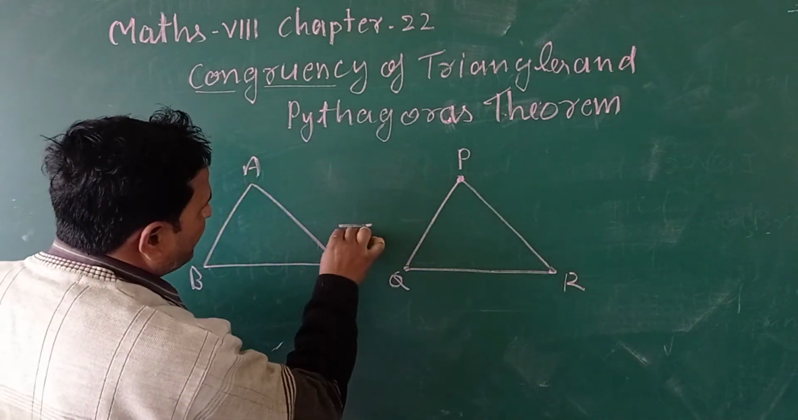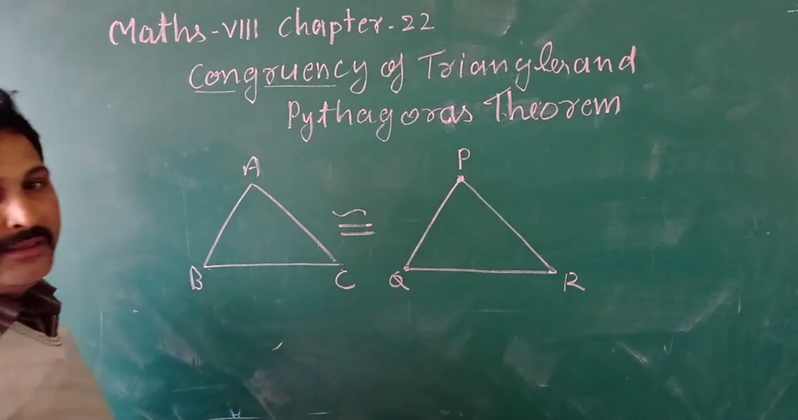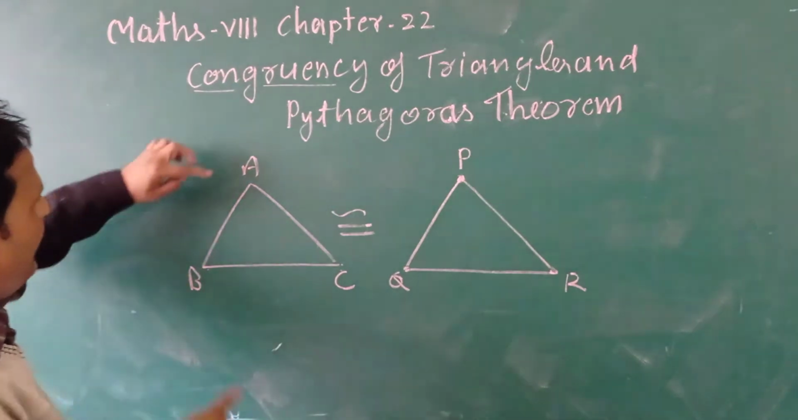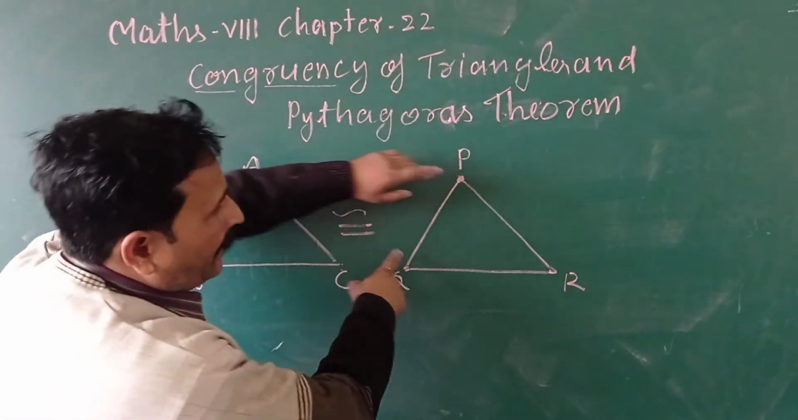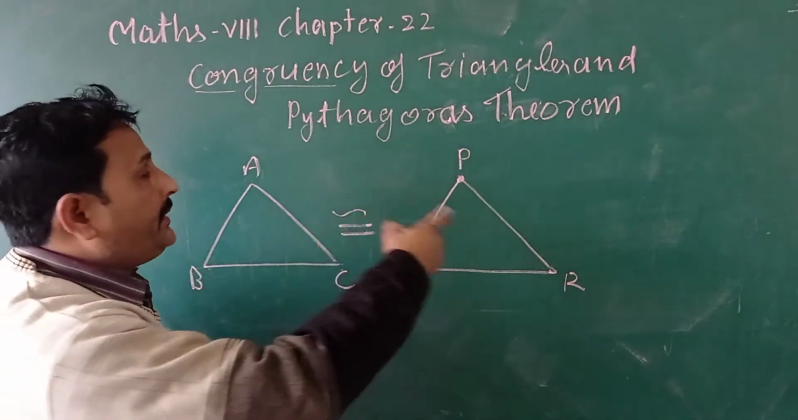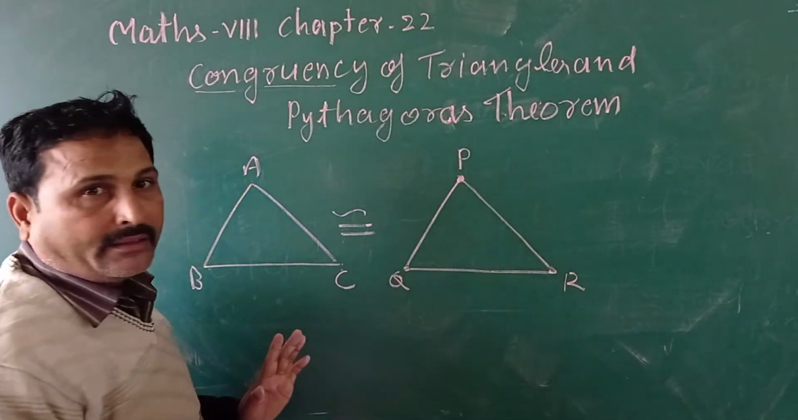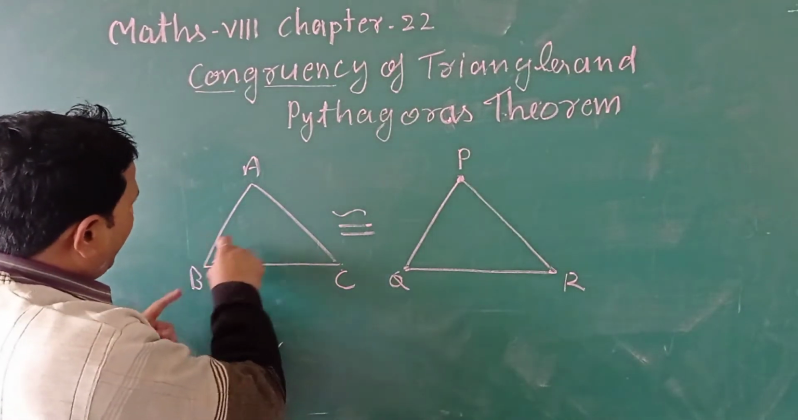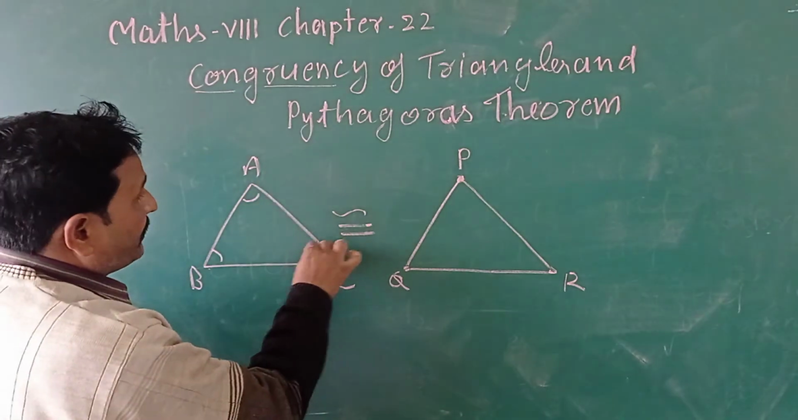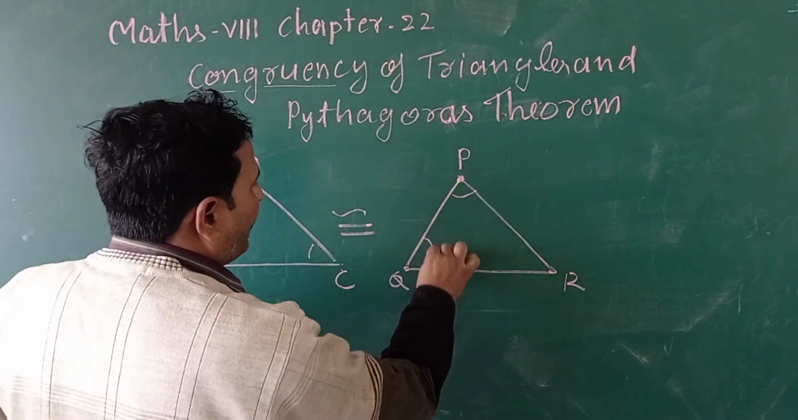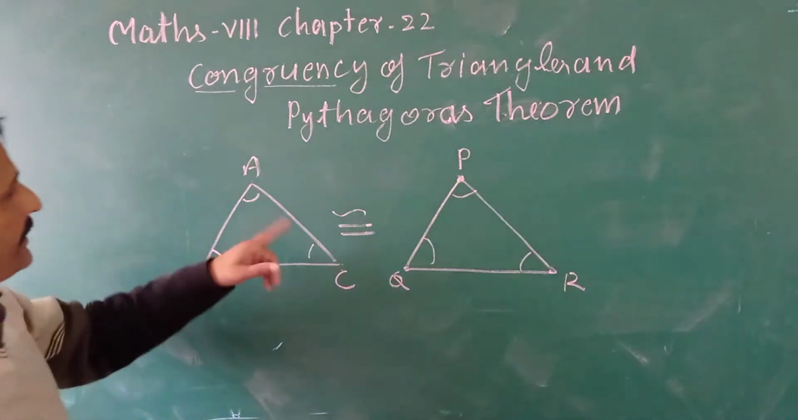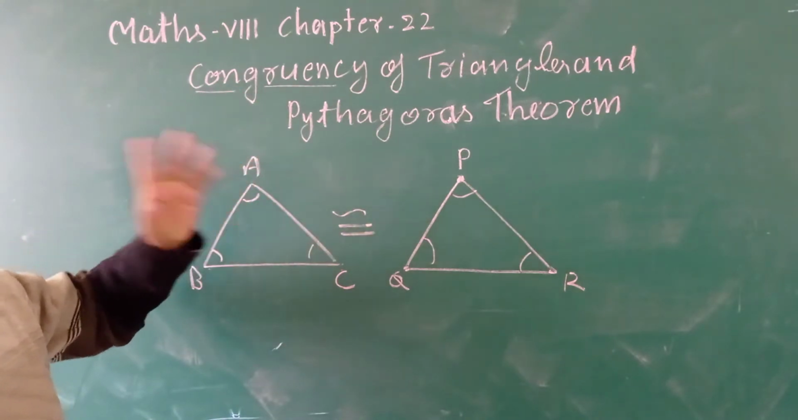Means for congruency, all the sides of one triangle should be equal to all the sides of another triangle. All the angles of one triangle should also be equal to the angles of the other triangle. Then this figure is called congruent.